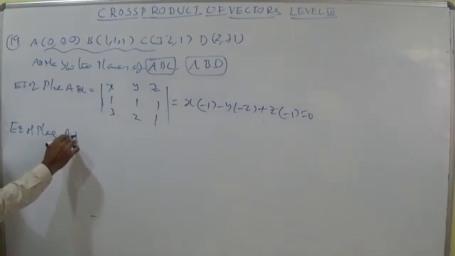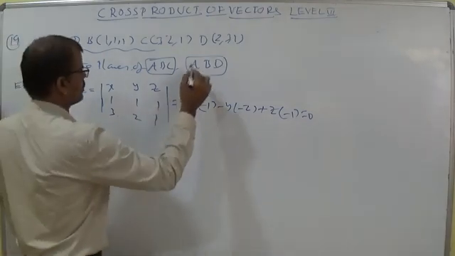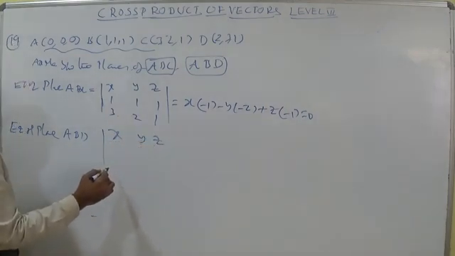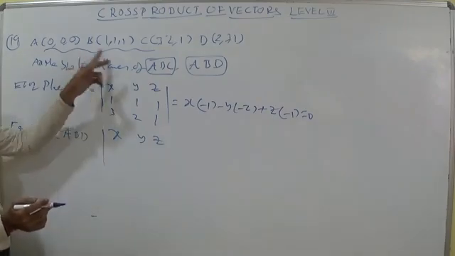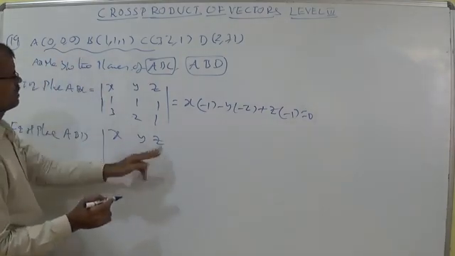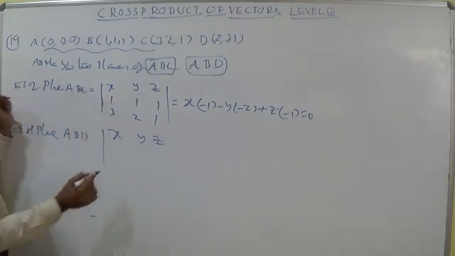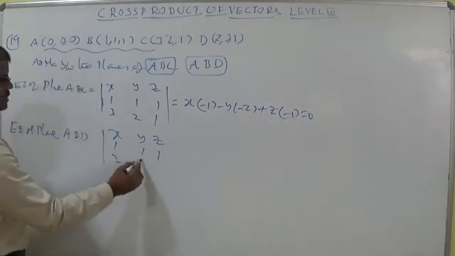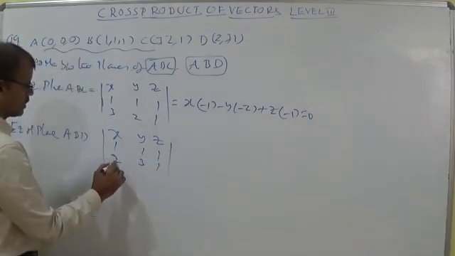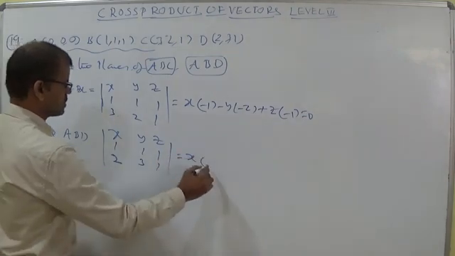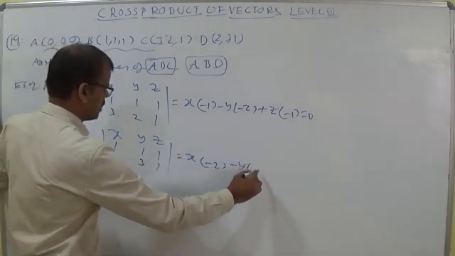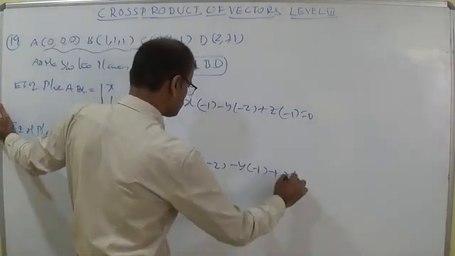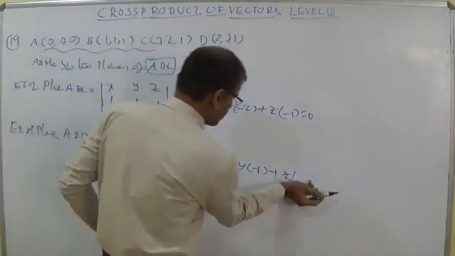Next, the equation of plane ABD. In the same way, you can write x, y, z. Here ABD means B minus A. x minus 0, y minus 0, z minus 0 is written. Next b, same as before: 1, 1, 1. d minus a you should write: 2, 3, 1. So now calculate the determinant: x into (1 minus 3), so minus 2, minus y into (1 minus 2), here minus 1, plus z into (3 minus 2), it is 1.